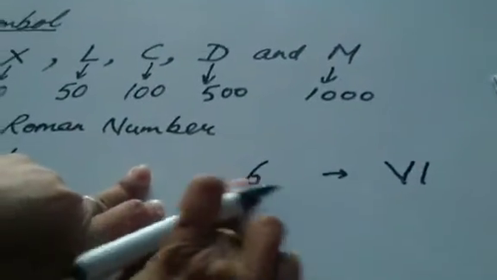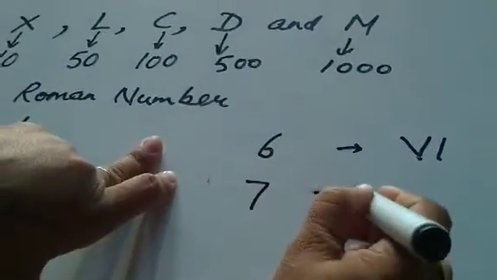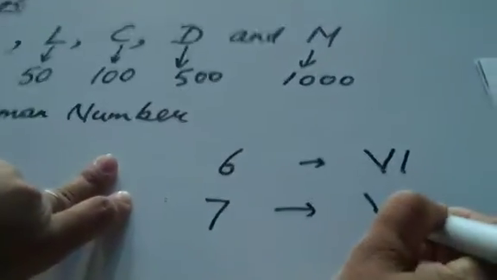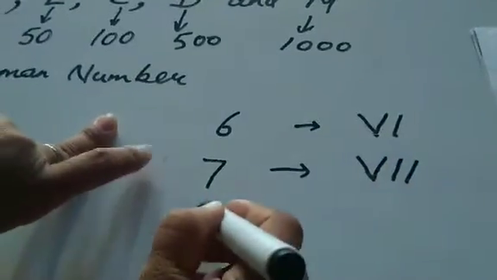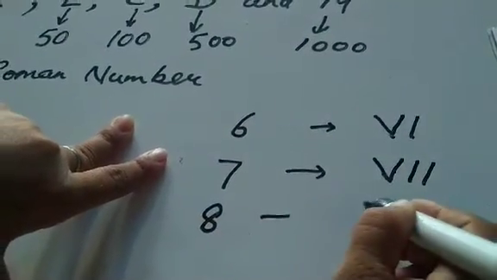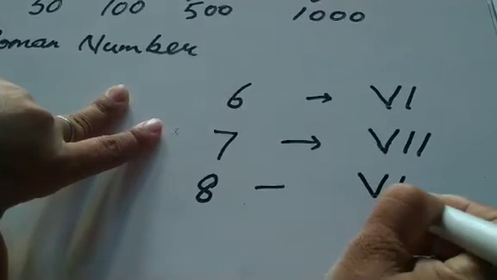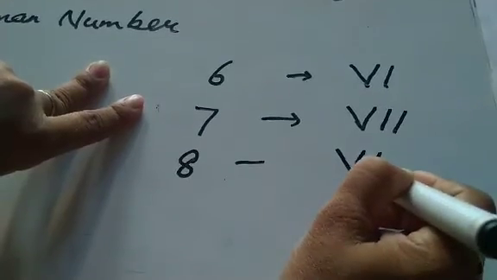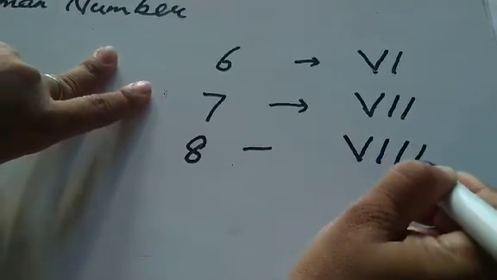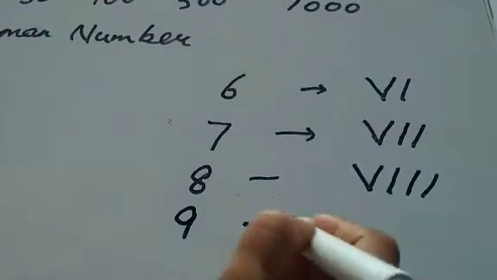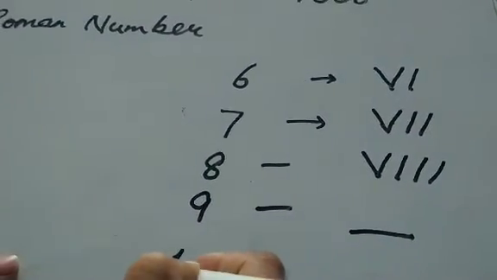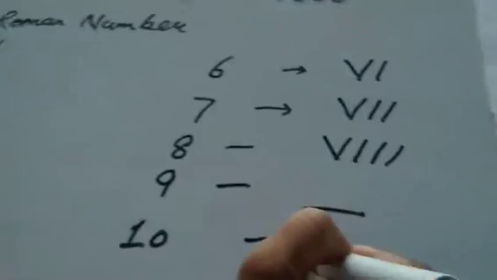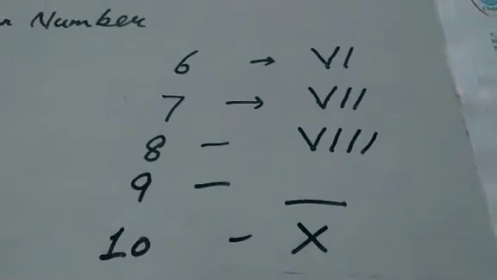Then how to write 7? 7 means V and two I's. How to write 8? This V symbol is for 5, then three I's, 5, 6, 7, 8. Clear beta? Then 9. First leave this 9. Now come to 10. There is a symbol for 10, so 10 means X. Clear?